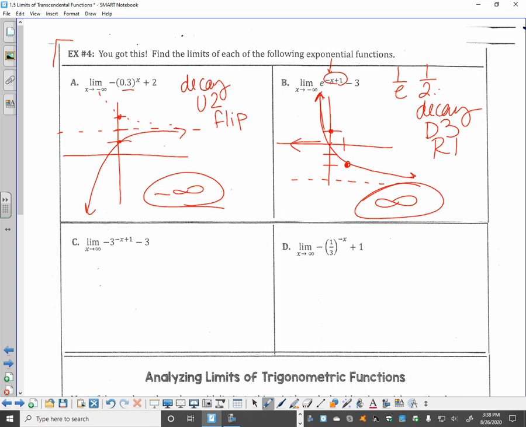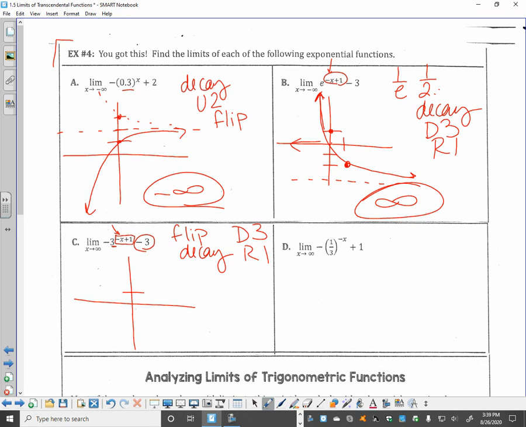Okay, so if I'm looking at C, I see the negative in the front, that's a flip. I see the 3, that's growth, but then I see the negative on the x. That's going to flip it, make it a 1/3. So now I'm decay. The negative 3 in the back is going to go down 3, and then if you take your power and set it equal to 0 and solve it, you will see that you're going to go right 1, because it's going to end up being a positive 1.